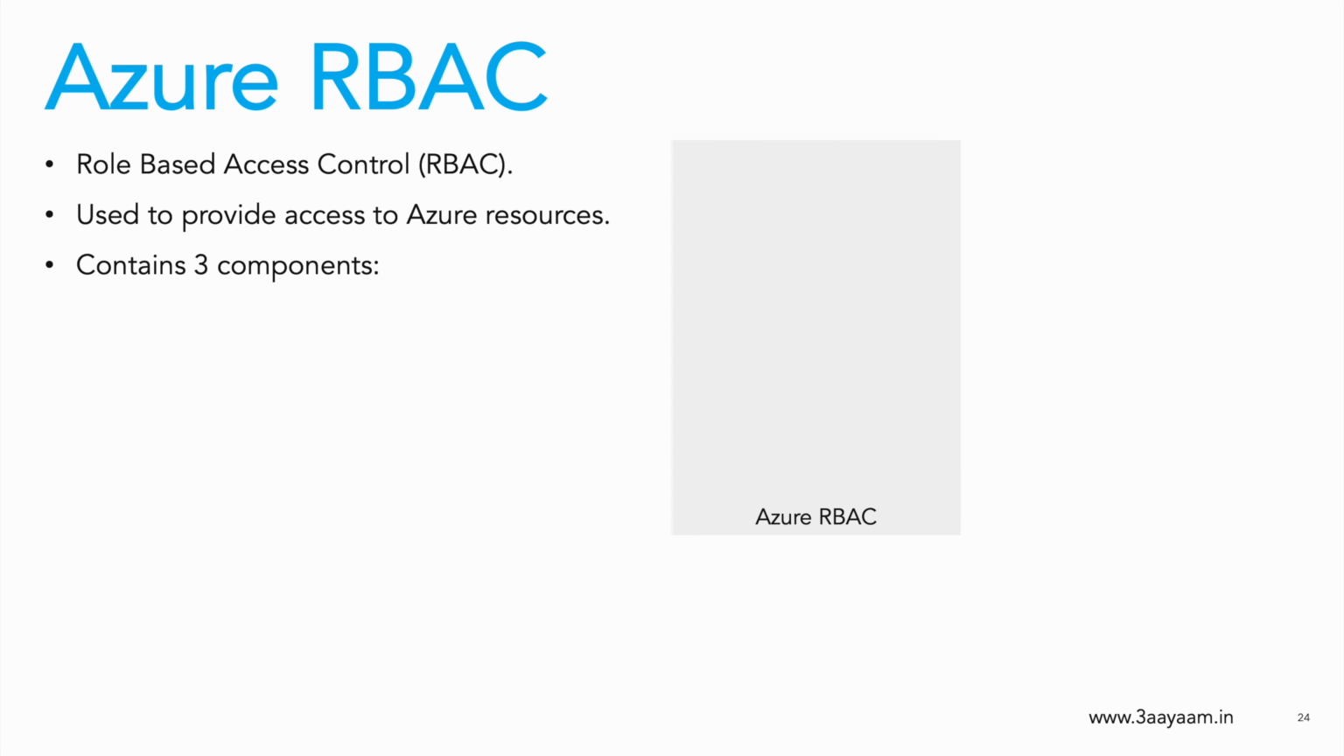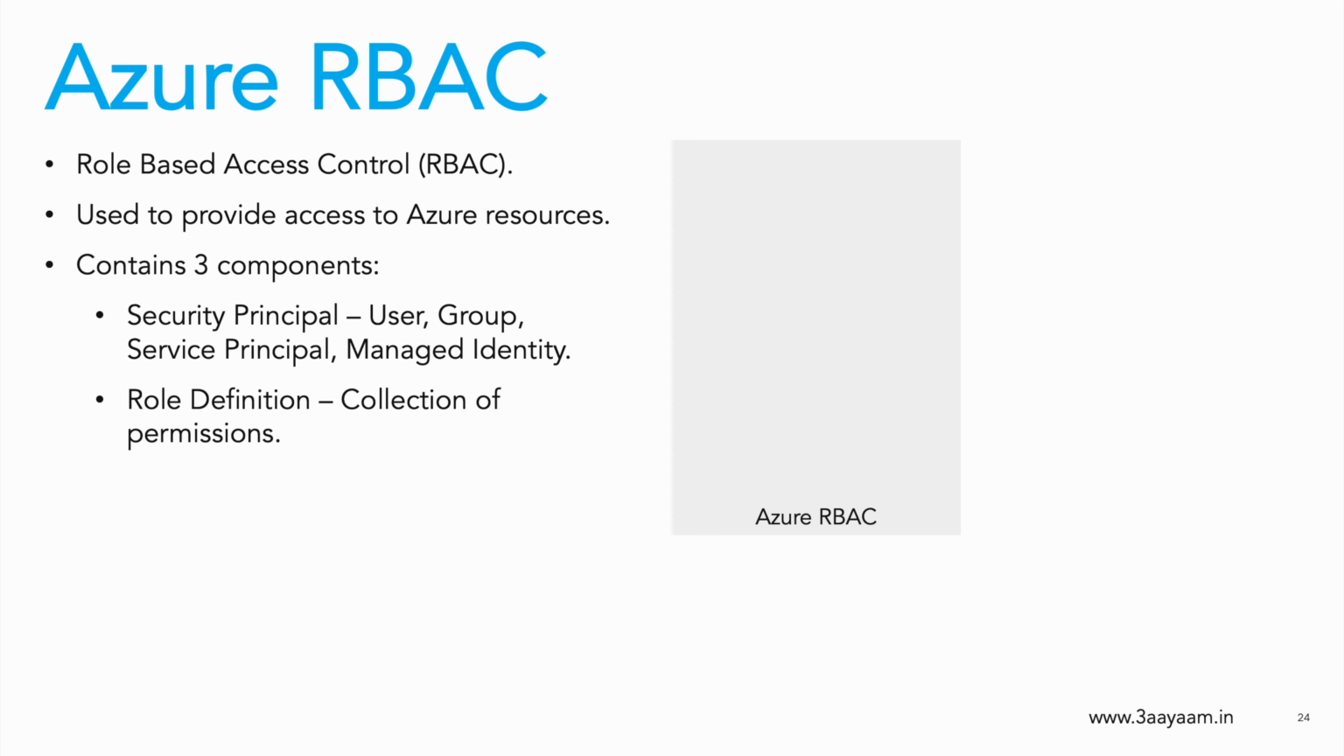The first one is the security principal. A security principal is nothing but the entity which is going to use the Azure resource. It can be a user, it can be a group, it can be something called service principal, which resides outside of Azure boundary, or it can be managed identity like any other Azure service. So this is the first entity that we define in RBAC. As I said, it can be a human user, it can be a group of users, or other resources also.